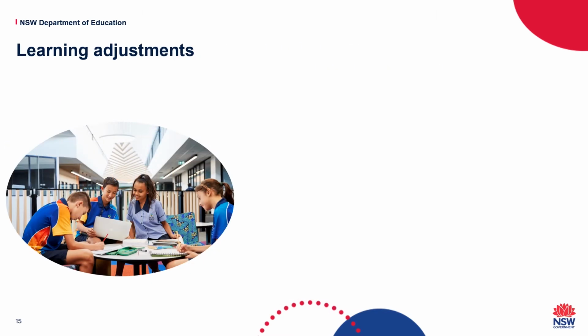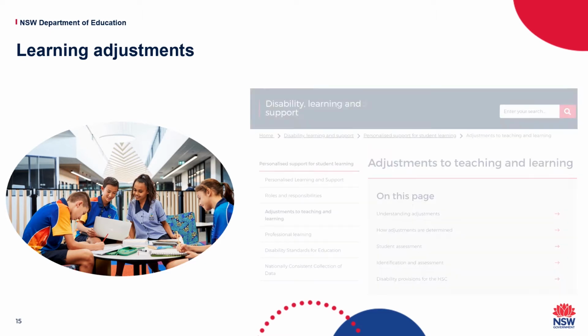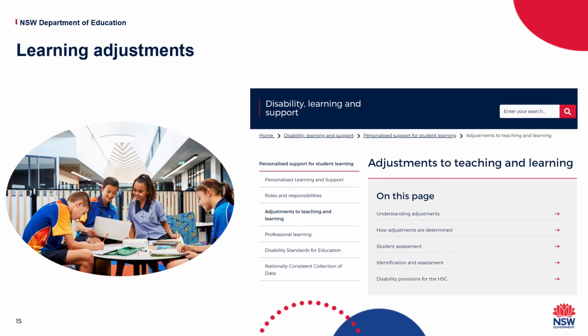Given the range of students in his class, Jacob also recognises that it is important to adjust learning to cater for all students' learning needs. Learning adjustments enable students with disability and additional learning and support needs to access syllabus outcomes and content on the same basis as their peers. Teachers can use a range of adjustments to ensure a personalised approach to student learning.